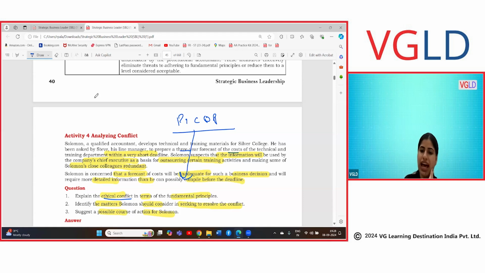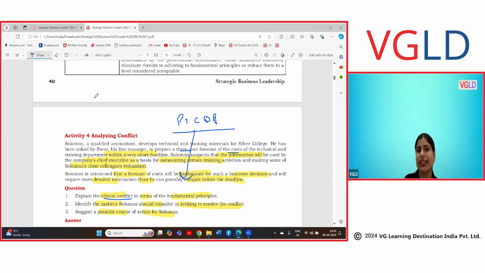And again, we know that I have a close relationship with the colleagues, so I can be biased. Your integrity point is correct. Is that fine? You can also mention professional behavior, because it is not good professional behavior to manipulate. I should not be doing something which is not allowed by the profession.